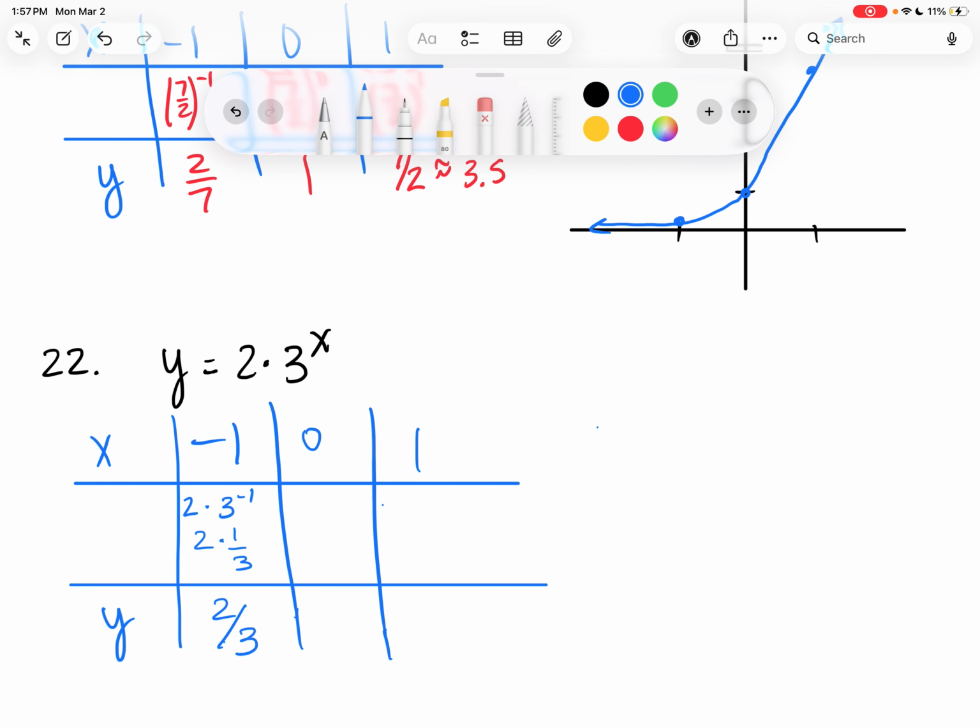When I plug in 0, I have 2 times 3 to the 0, which is 2 times 1, which is 2. And then when I plug in 1, I have 2 times 3 to the 1, which is just 2 times 3, which is 6.